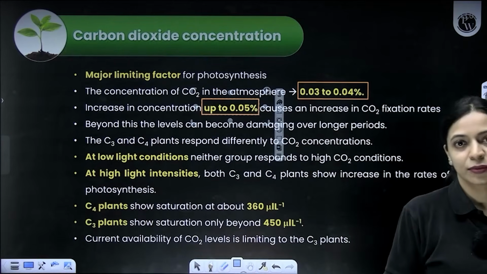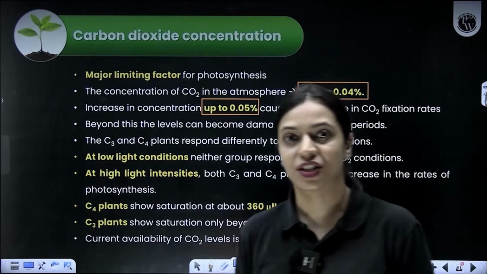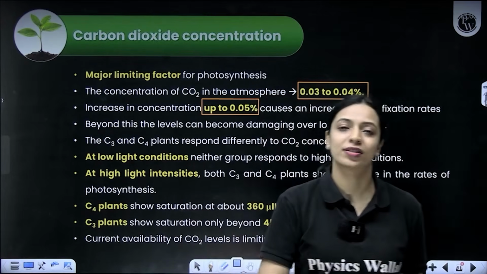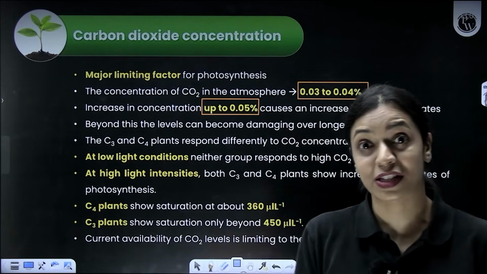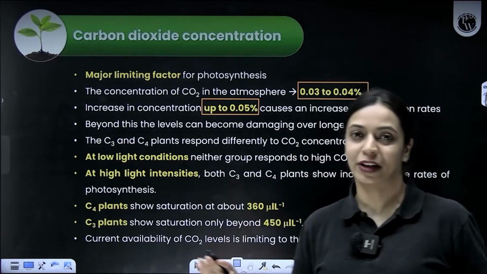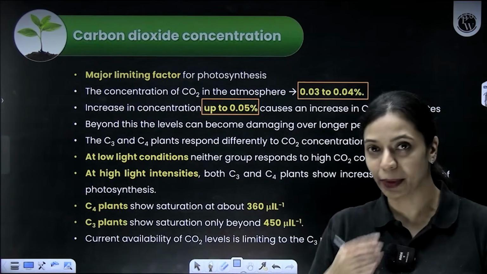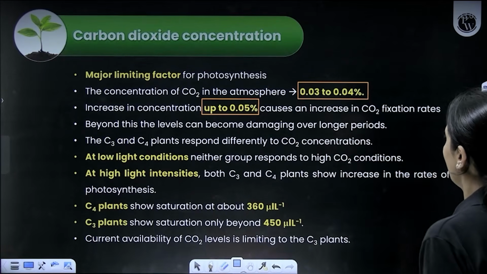Beyond that, in Kannada we say "ati adre amritanu visha anta." That means too much of elixir is also like poison. Too much of anything will turn bad. Even if it's the nicest thing, too much of anything will be bad. So carbon dioxide also, if it increases beyond a limit, it can be damaging to the plant.